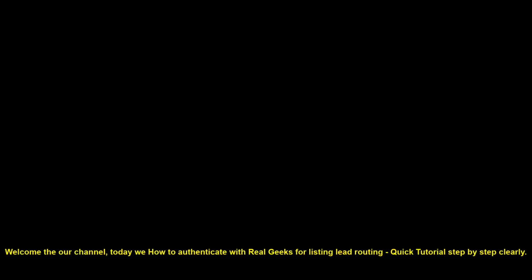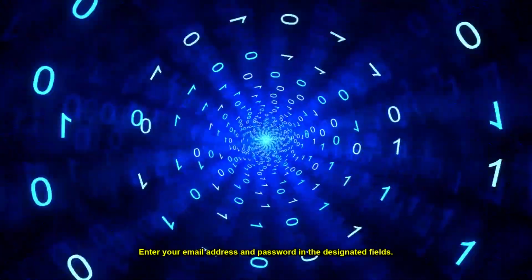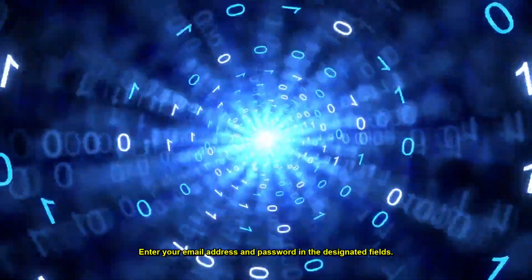Today we'll learn how to authenticate with Real Geeks for listing lead routing, a quick tutorial step by step, clearly. To begin authenticating with Real Geeks for listing lead routing, first, open your web browser. Navigate to the Real Geeks login page. Enter your email address and password in the designated fields. Click on the login button to access your account.